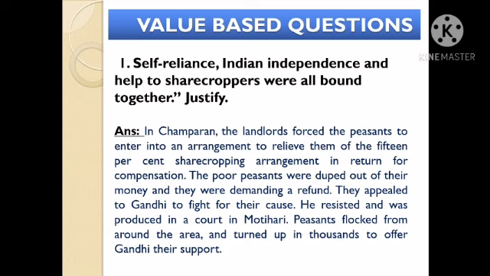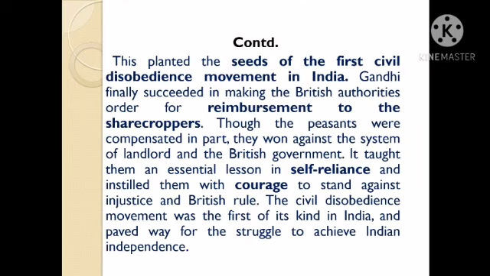The poor peasants were duped out of their money and they were demanding a refund. They appealed to Gandhi to fight for their cause. He resisted and was produced in a court in Motihari. Peasants flocked from around the area and turned up in thousands to offer Gandhi their support. Continuation. This planted the seeds of the first civil disobedience movement in India. Gandhi finally succeeded in making the British authorities order reimbursement to sharecroppers.